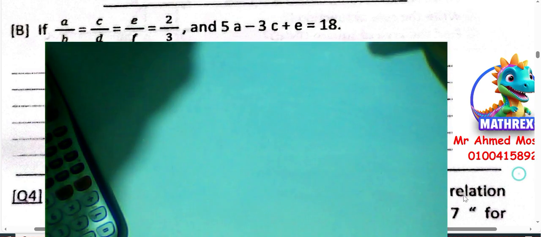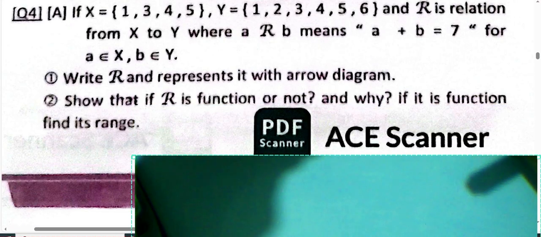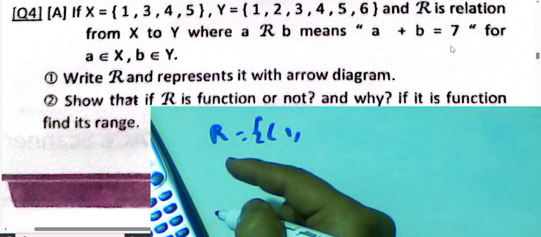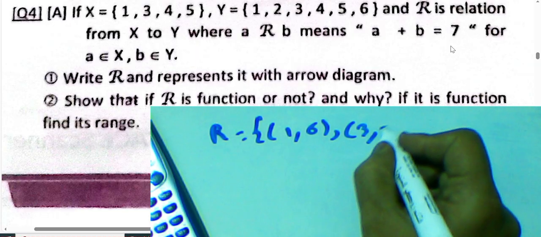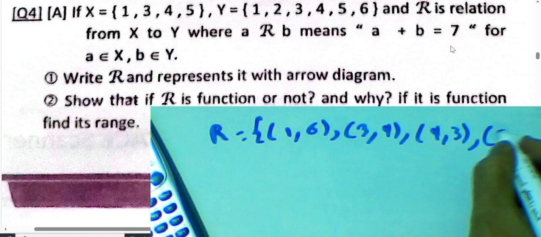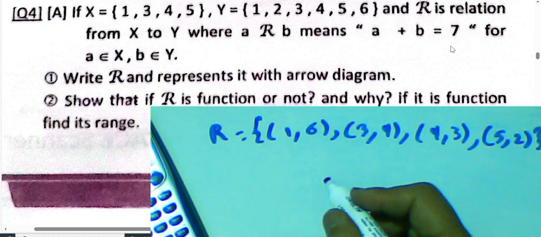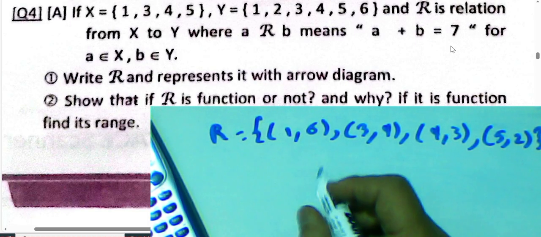Next question. Question number 4. We have relation between A and B. It's meaning A plus B equals 7. Okay, we can find the relation here. Look at 1 plus 6 equals 7. And 3 plus 4 equals 7. And 4 plus 3 equals 7. And 5 plus 2 equals 7. It's a relation. Is it a function or not? Yes, it's a function because each element of x has one image in y.